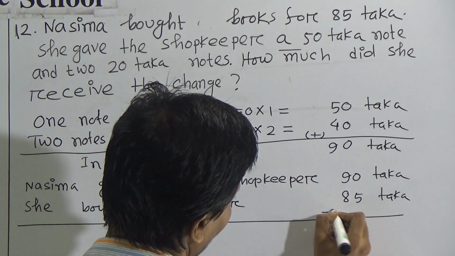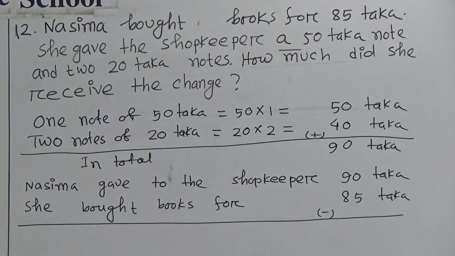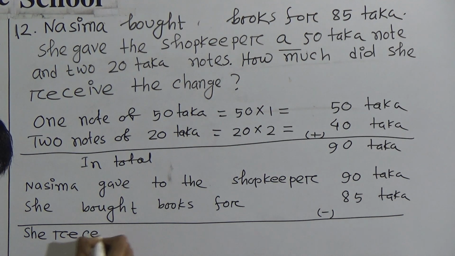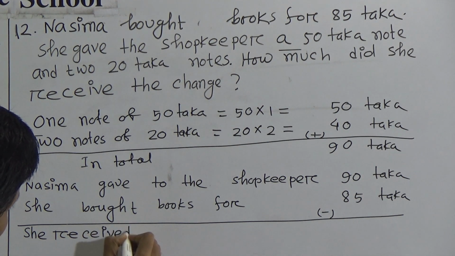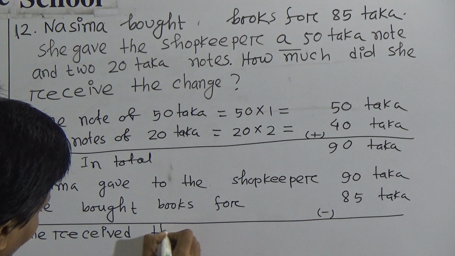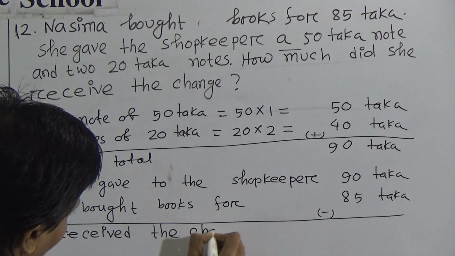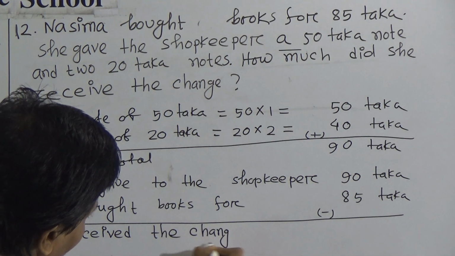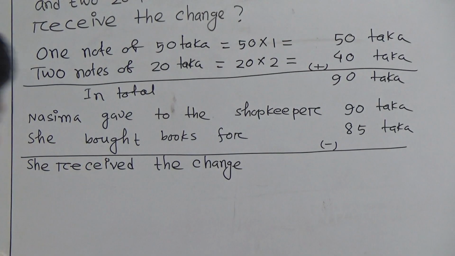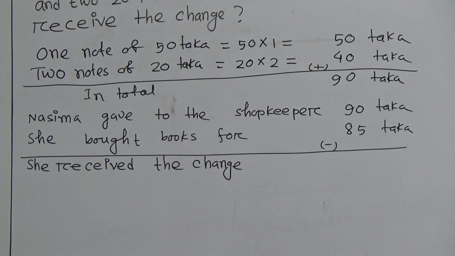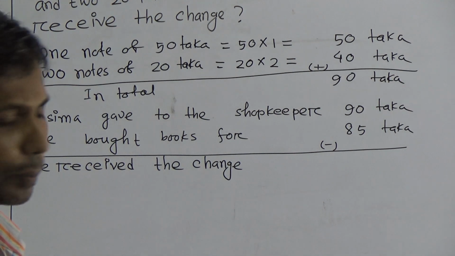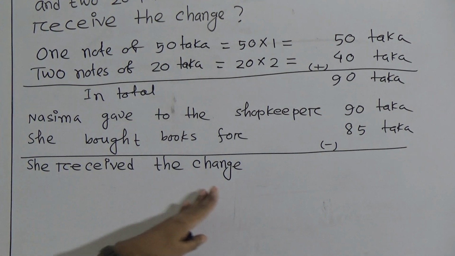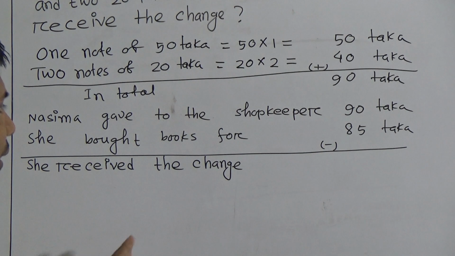Now you give this, and this is the subtraction. Now right here she received the cents. She received the cents. That means how much amount she got back from the shopkeeper? How much taka did she get back from the shopkeeper?